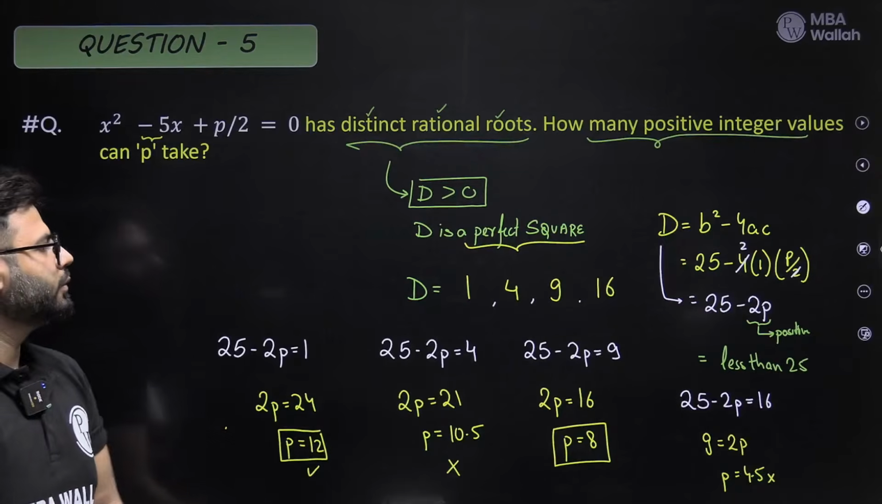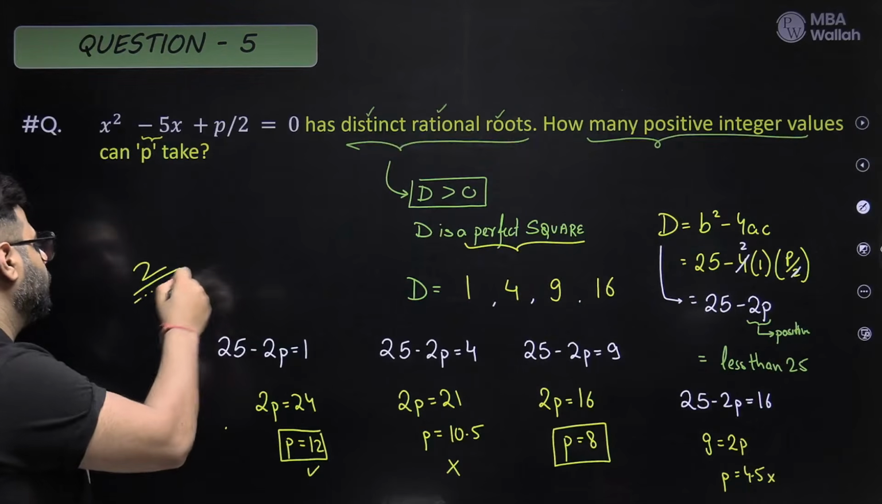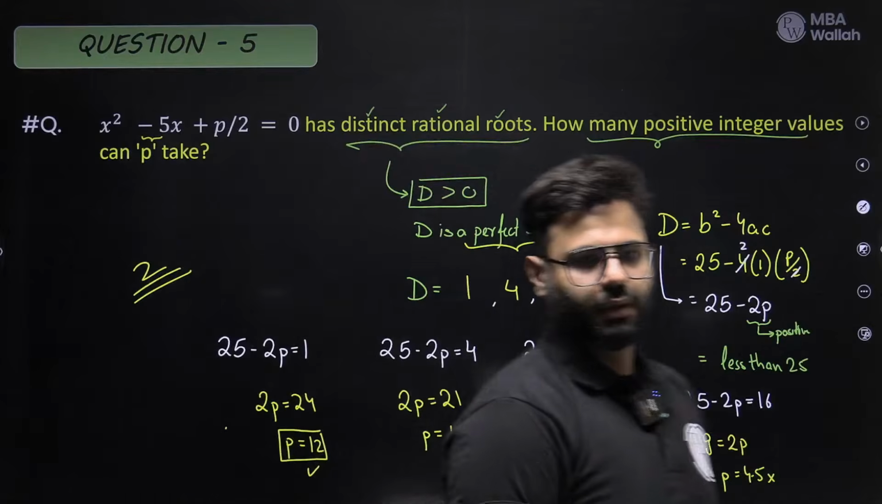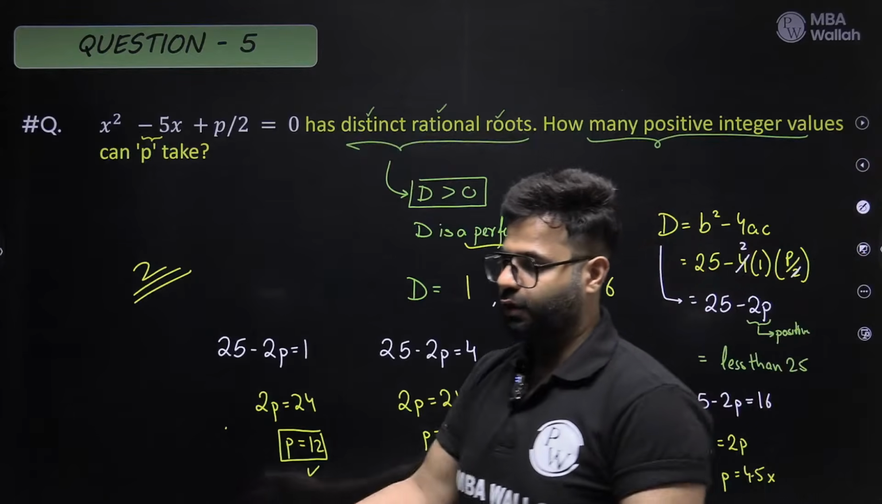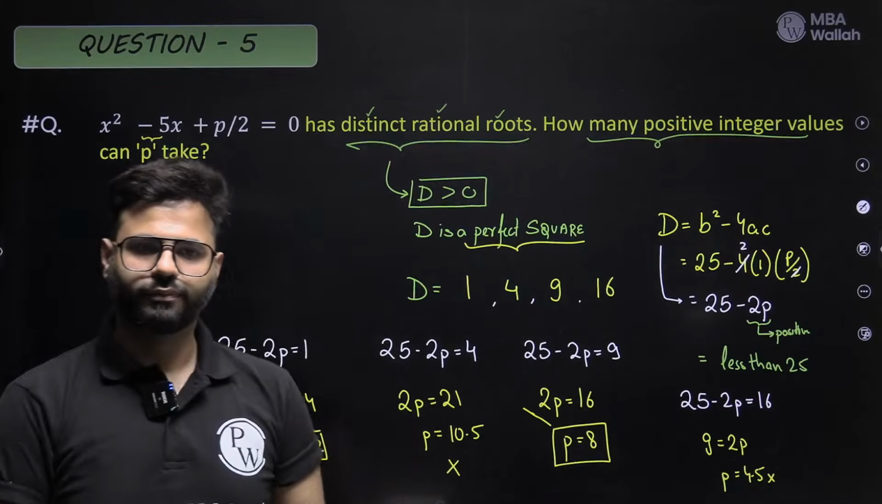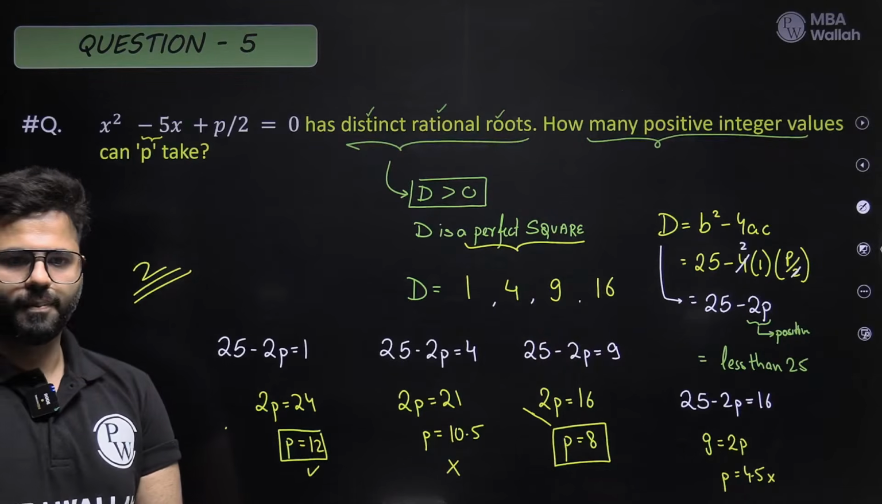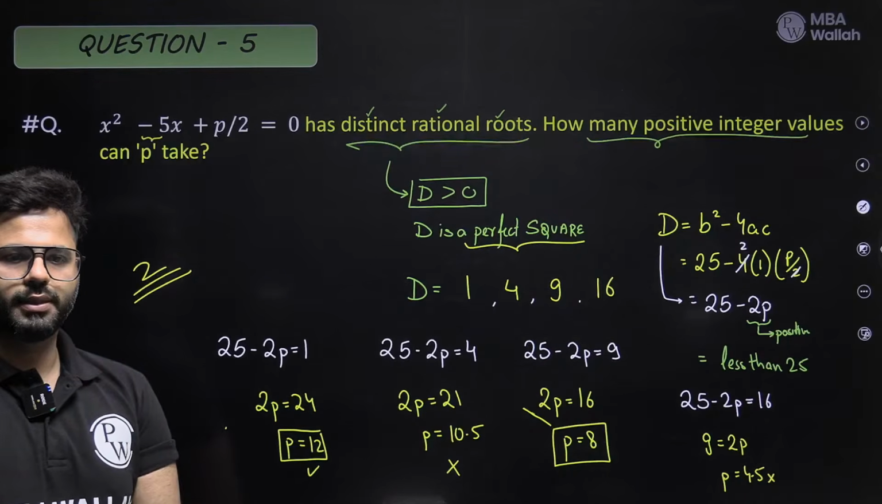Did you get it? How far it can go? Playing with the roots, playing with the D. So D is very important. It discriminates between the kind of solutions a quadratic equation can have. Yes or no? Right or not, guys?